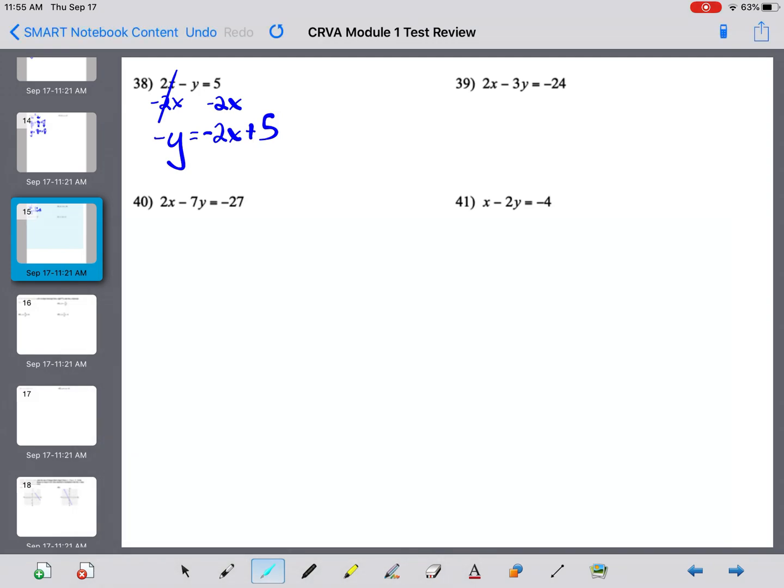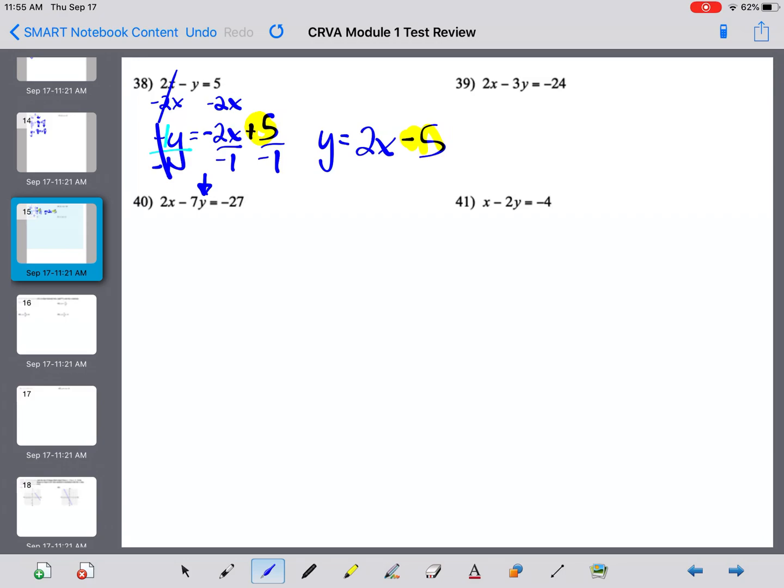Now y is not by itself here. Y is getting multiplied by negative 1. That's a good way of thinking. When you have a negative sign right in front of something, it's the same as multiplying it by -1. So to undo multiplying by -1, we're going to divide by -1. And so the -1's cancel out. We get y equals, now a negative divided by a negative is a positive. So we get a positive 2x, and then 5 divided by -1 is -5. So when you divide by -1, it really switches all of the term signs. The negatives went to positives, and the positive here went to a negative.